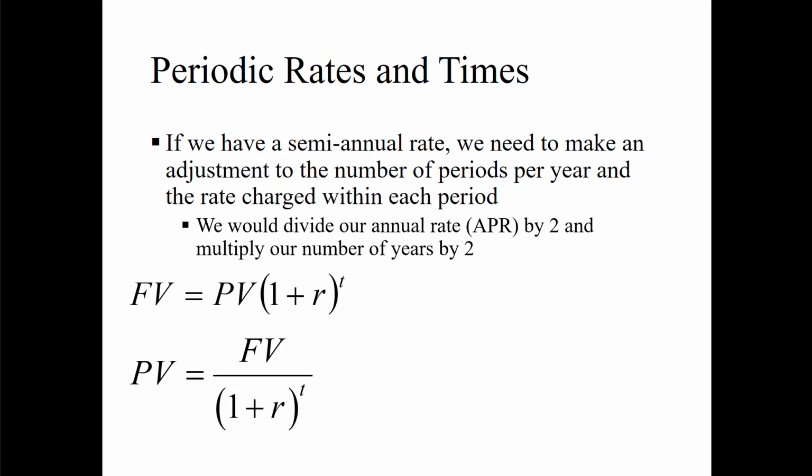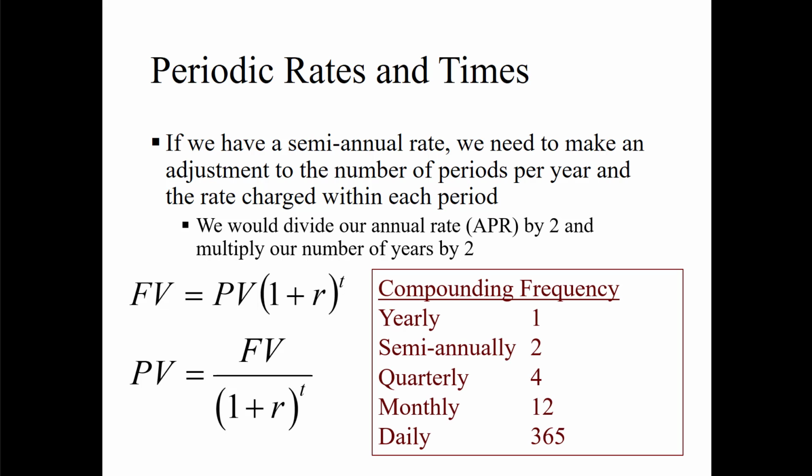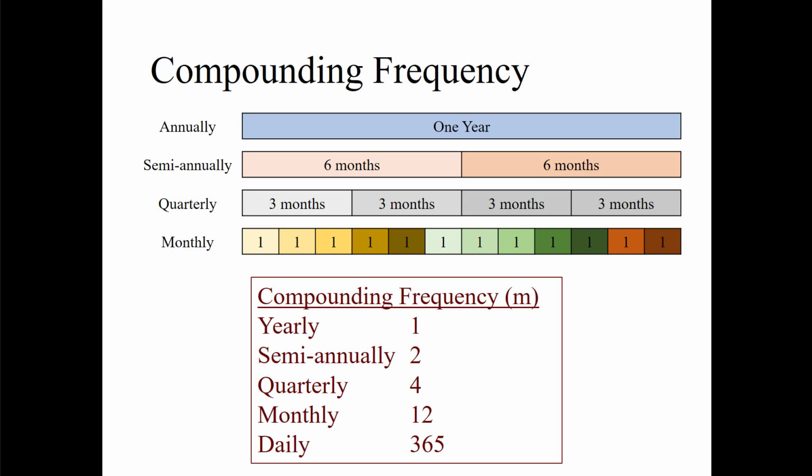So in order to do that, we would simply divide our annual rate by 2 and multiply our number of years by 2. Here you see additional examples of compounding frequency. So for example, if it were quarterly, we would use 4, monthly 12, and daily 365. And here's a visual representation of our compounding frequencies.